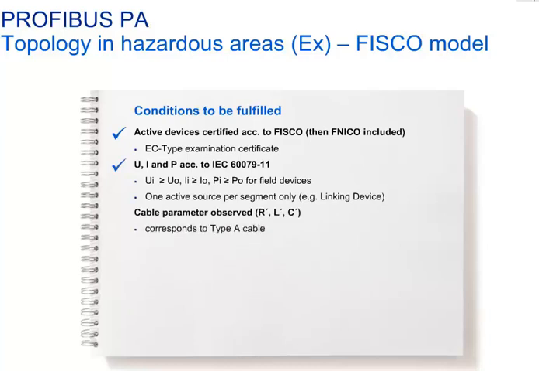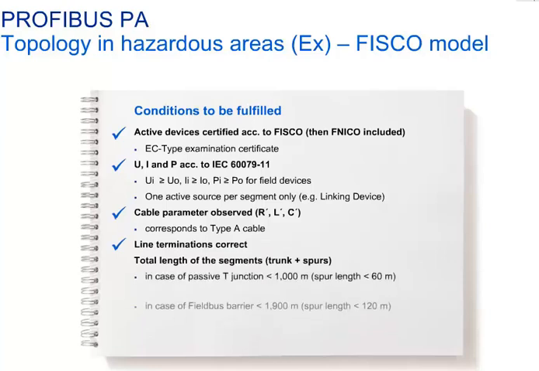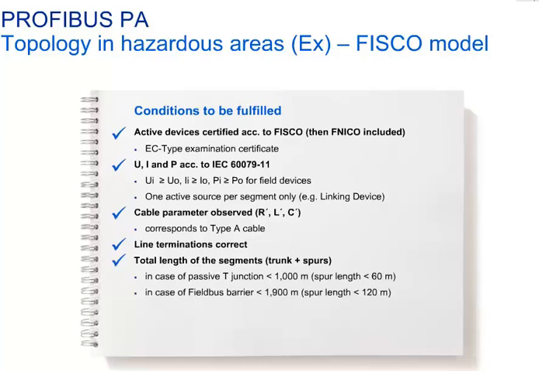Are the cable parameters observed? Quite easy if the type A Profibus cable is always used. Are the line terminations correct? Easy, as the Profibus must always be terminated. Is the maximum cable length, trunk and spurs, always observed? Simply measure the cable length per PA segment prior to laying the cables. If all these requirements are met, no system certificate is required for a PA segment. This saves much time and money for hazardous area applications.